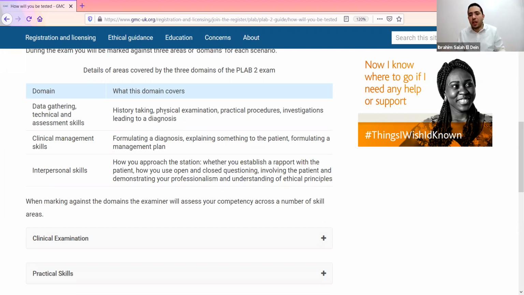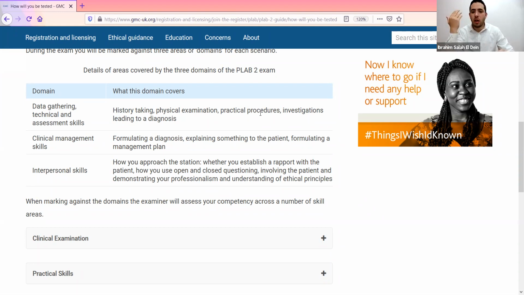Physical examination is a part of data gathering, because in physical examination you find some signs or some findings that will give you information about the case. So it is part of data gathering. Practical procedure: in some situations, some stations like the ENT station, you need to do some examination to get the information.